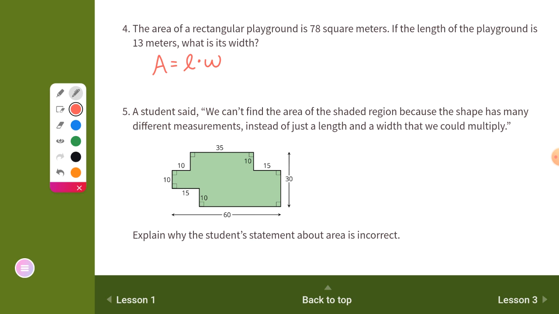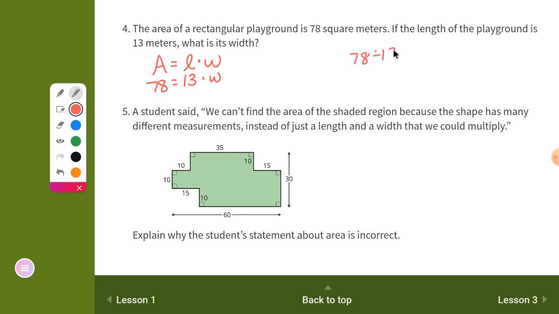When we have a formula, we rewrite the formula, then what do we do? Substitute what we know. We know that area is what? 78. We know that the length is 13. Do we know W? No. So we're really trying to figure out 13 times what number equals 78. What math could I do here? Division. What would my division problem be?